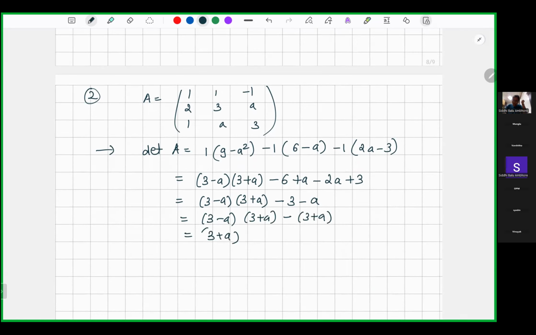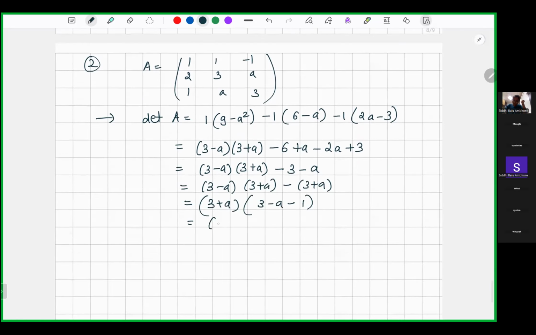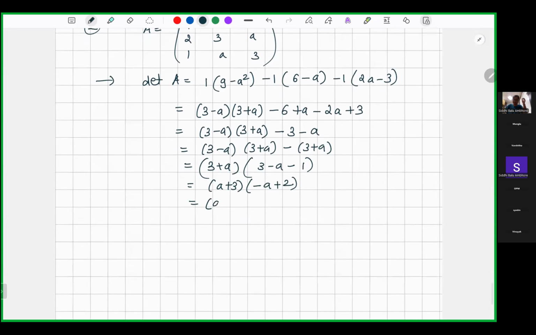So 3 plus A. So this is A plus 3 minus A plus 2. And if I take minus outside, it is A plus 3, A minus 2. I hope I did not mess up anywhere, I assume.